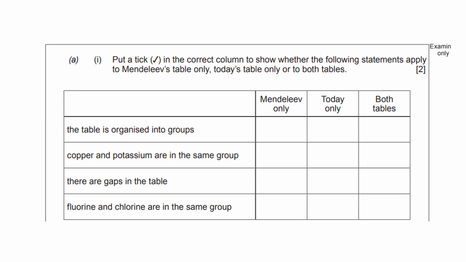Put a tick in the correct column to show whether the following statements apply to Mendeleev's table only, today's table only, or to both tables. The table is organised into groups. This is for both tables. Copper and potassium are in the same group. This is for Mendeleev only. There are gaps in the table. This is also Mendeleev only. Fluorine and chlorine are in the same group. This is for both tables.